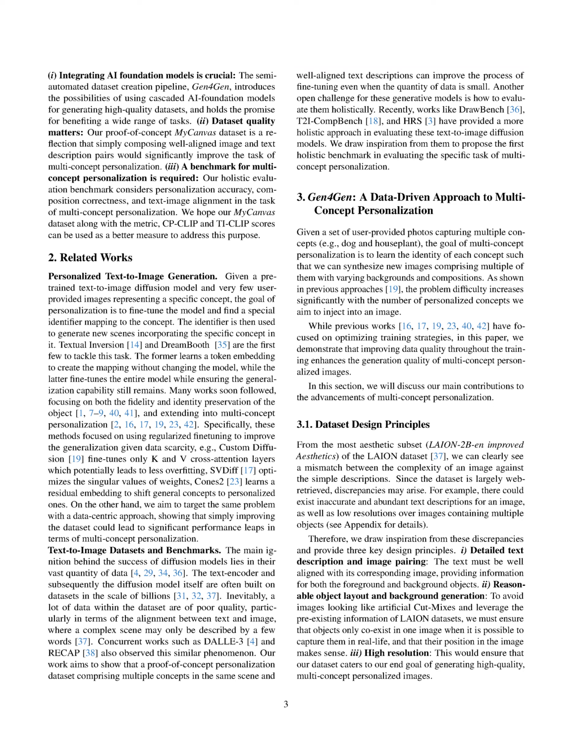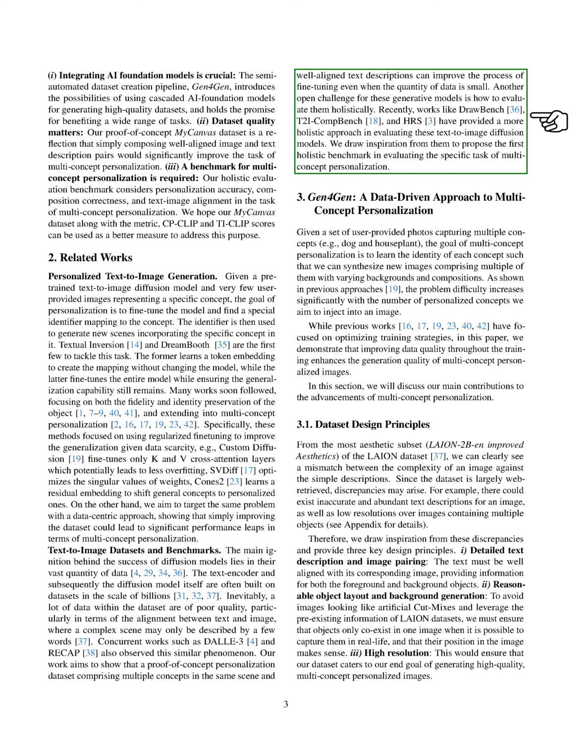Section Summary. In this section, we observe a significant advancement in text-to-image diffusion models, particularly in personalizing generative models by incorporating user-provided concept images to create tailored scenes. Our approach, Gen4Gen, focuses on improving dataset quality for multi-concept personalization, leading to better image-text alignment and composition accuracy. By introducing the MyCanvas dataset and the CP-CLIP and TI-CLIP scores, we aim to provide a benchmark for evaluating multi-concept personalization methods, emphasizing the importance of dataset quality and holistic evaluation metrics in advancing AI foundation models.